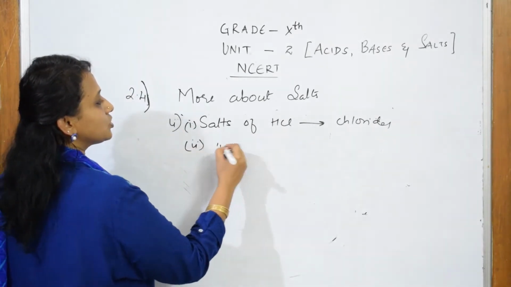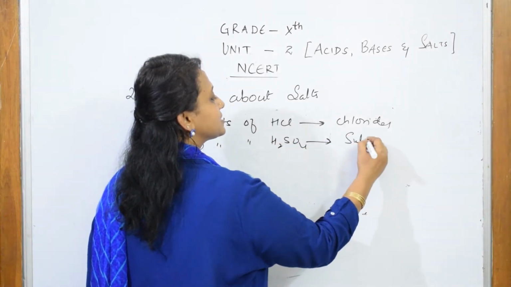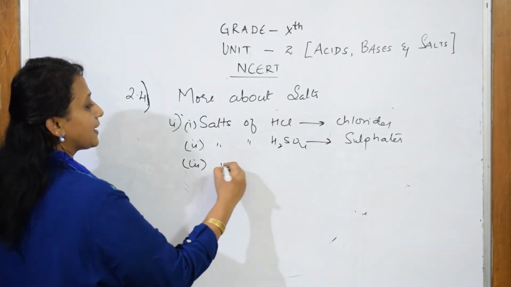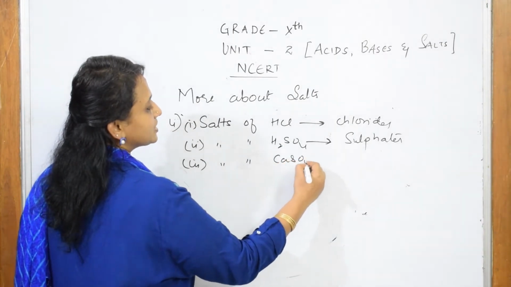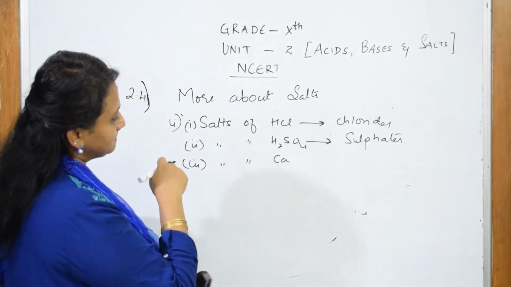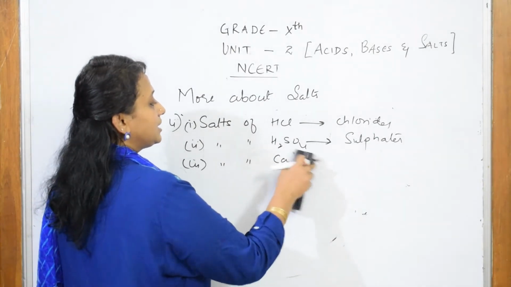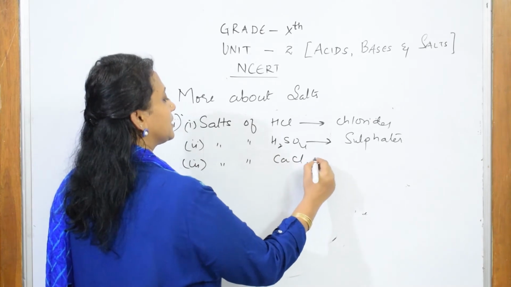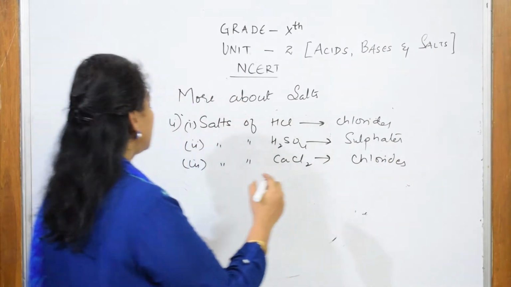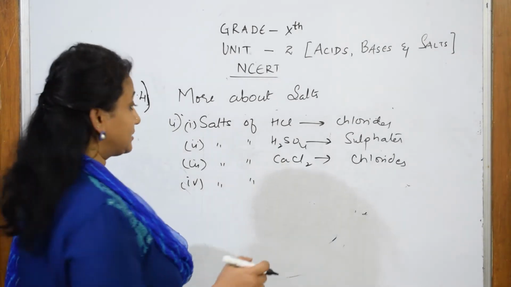Let us number this as 2. Salts of H2SO4, I call it as sulfates. That's okay? Yeah. Now, salts of calcium sulfate. Okay, sulfate. Okay, now let us write salts of chlorides. Again chloride has come, chloride. Okay, now one more. If I write salts of, let us take potassium nitrate.